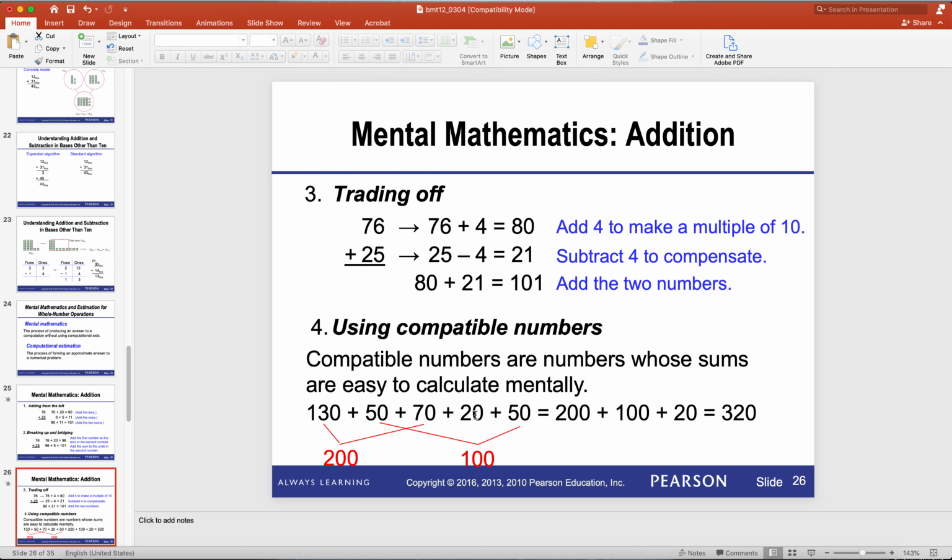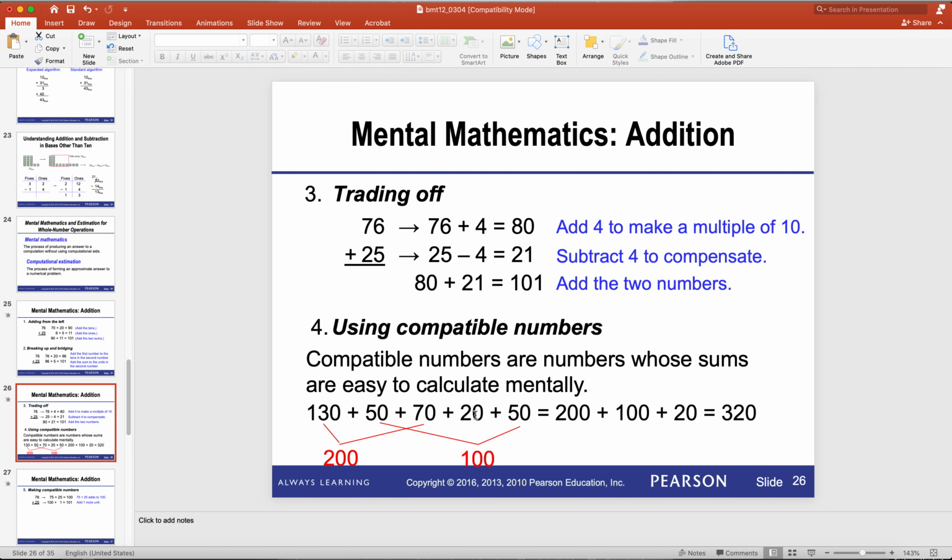Trading off is another strategy where we can say, well, I have 76 and 25. So if I take 4 away from that 25, that puts me at a nice even number of 80. So that I have to add 80 plus 21, not 25, because I have to account for the fact that I borrowed it.